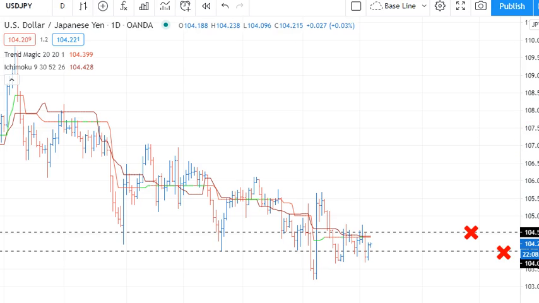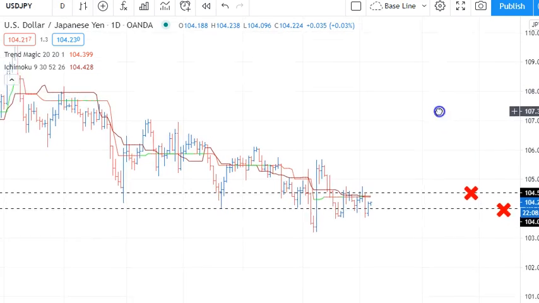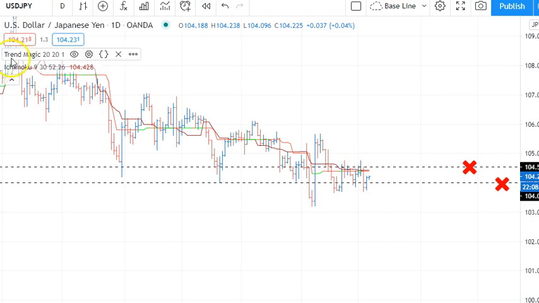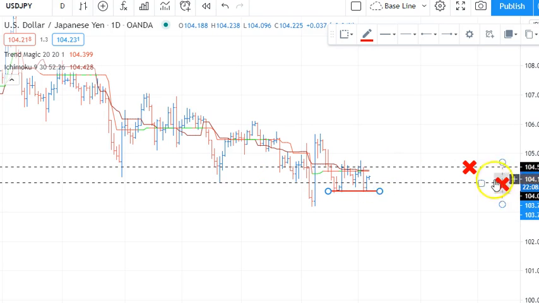USD JPY can't break this level in here. Look at it. It's tried. It gets down about this low, and then it comes back up into this range. And so it's just a matter of patience. Come back up into here, I'll be looking for a sell. Break below here, I'll be in as well.